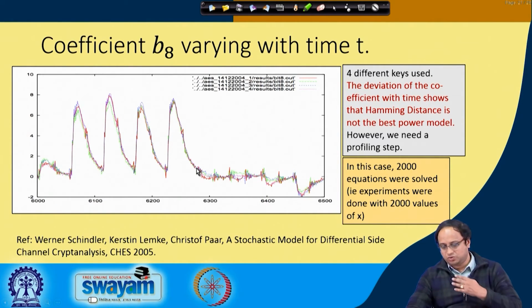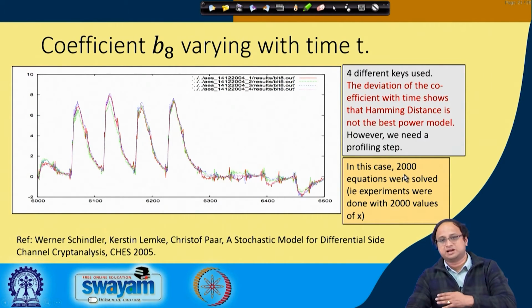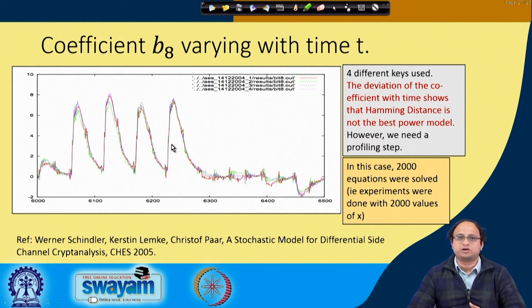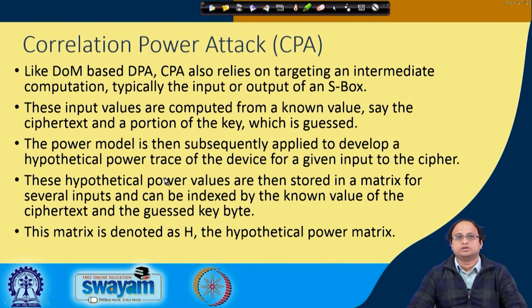Another point to be noted is that in this case 2000 equations were solved, and therefore you need an over-defined system of equations. But after this effort, you have a better understanding of your leakage model, which you can try to exploit in the next phase of the power attack. And that is why these power attacks are very strong. But at the same time, you need access or an opportunity to do this profiling phase, so wherever it is possible, we should do this.